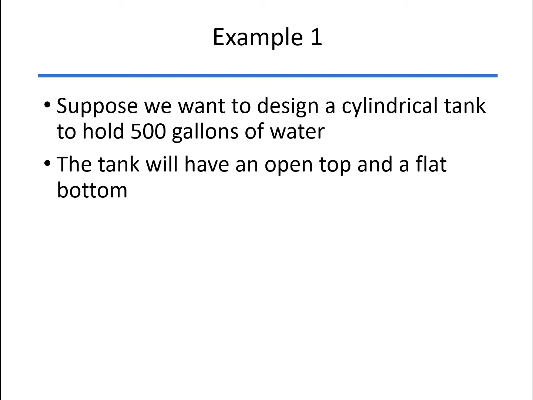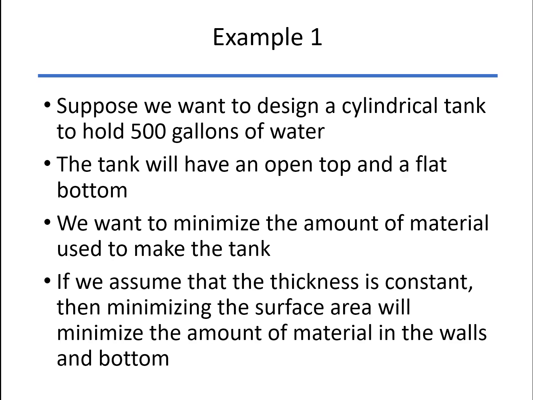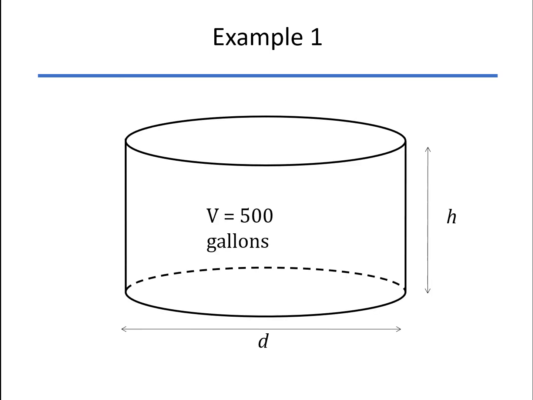We make the assumption here that the top of it's going to be open and the bottom is going to be flat. So our objective is we want to minimize the amount of material that we have to use. We're assuming that the thickness is constant, so if we minimize the surface area, then we're minimizing the amount of materials that we have to use. So our variables here, we can decide what diameter it needs to be, and we can decide what height with the constraint that it holds 500 gallons.